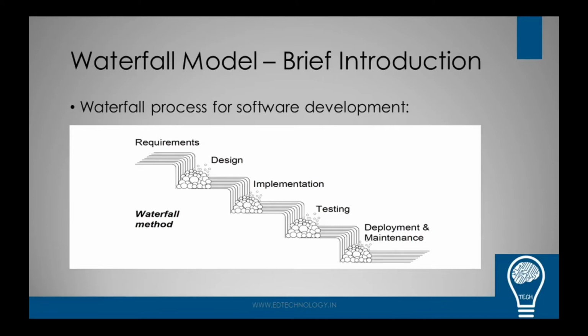Here we have different phases. Each phase is completely done in order to begin the next phase, and that is why it is known as the waterfall model. We have 5 to 6 phases which together make up the model. The first phase is the requirements phase. The second phase is the design phase. The third phase is the implementation, then the testing, then deployment, and then the maintenance.